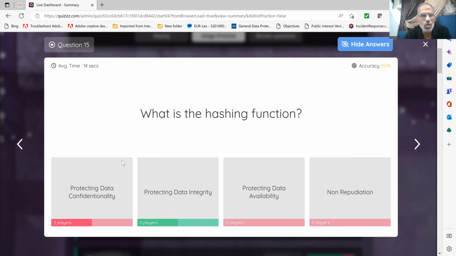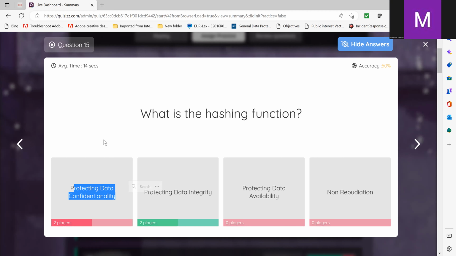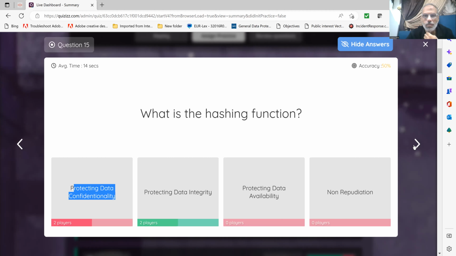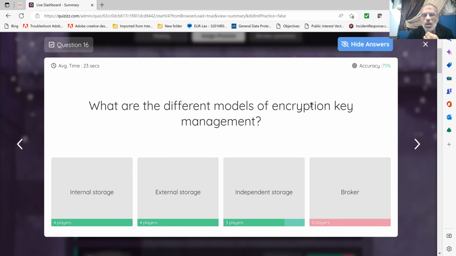What is the hashing function? Protecting data integrity. Hashing protects data integrity. It is not protecting data confidentiality. No, it is not protecting confidentiality. What is the security technology which protects confidentiality? Encryption. You said it already. Yes, encryption. Okay.